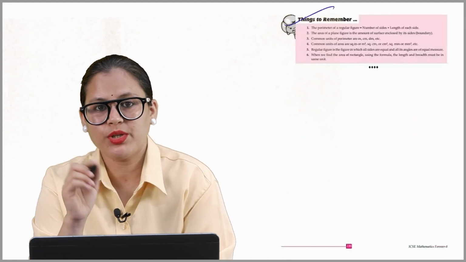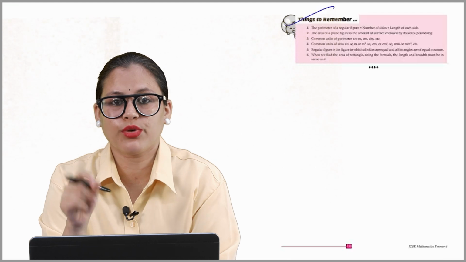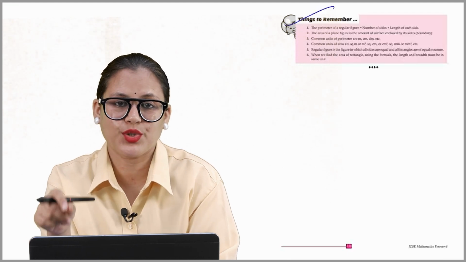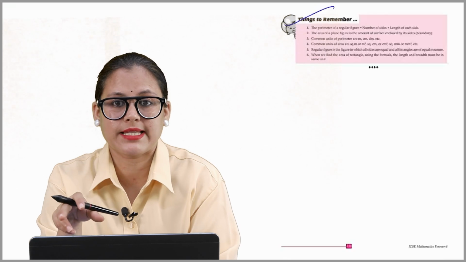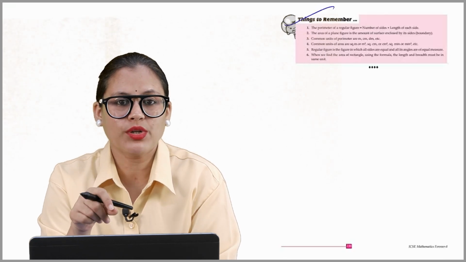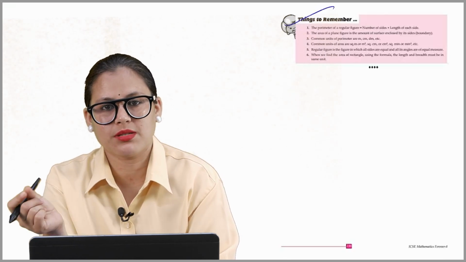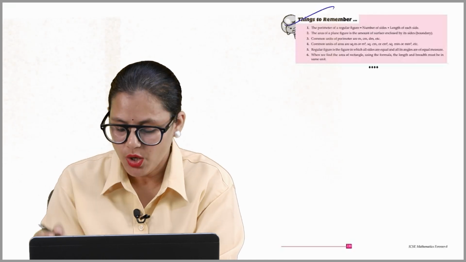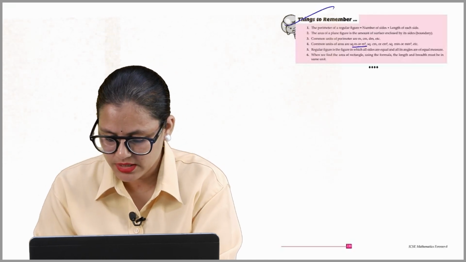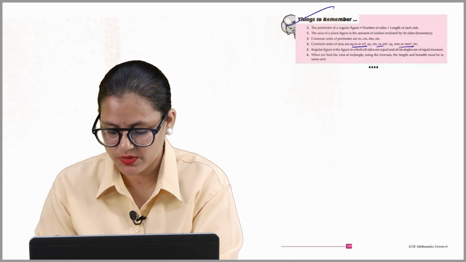Things to remember. Number 1, the perimeter of a regular figure is equal to the number of sides into the length of each side. 2. The area of a plane figure is the amount of surface enclosed by its sides, that is, its boundary. Number 3, common units of perimeter are meter, centimeter, decimeter, etc. 4. Common units of area are square meter or meter square, centimeter square or millimeter square.